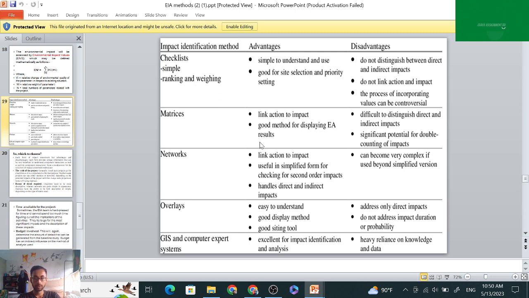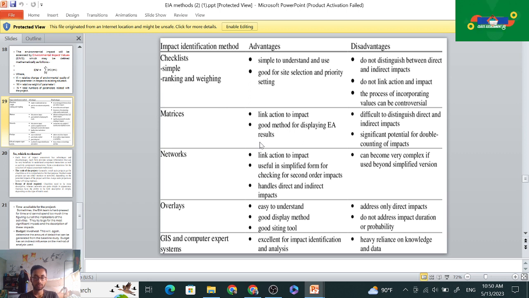Then networks. The advantage is that they link action to impact, are useful in simplified form for checking for second order impacts, and handle direct and indirect impacts. And what is the disadvantage? It can become very complex if used beyond the simplified version.